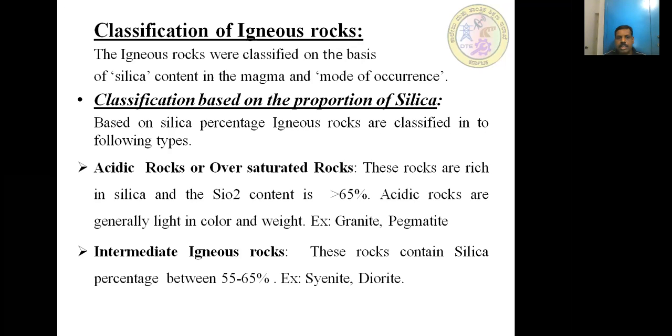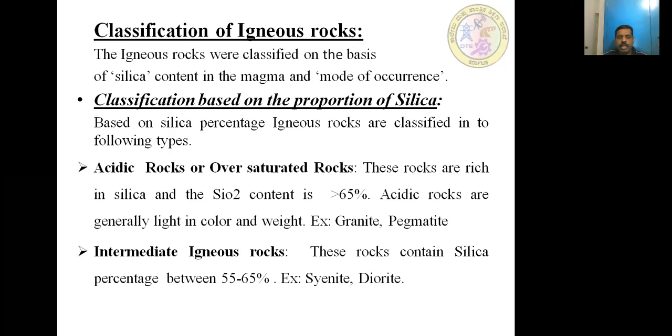First, coming to acidic rocks. Acidic rocks are oversaturated rocks. These are the igneous rocks which are rich in silica. That means the silica percentage is more than 65. So these acidic rocks are generally light in color and light in weight. Examples are granite and pegmatite.